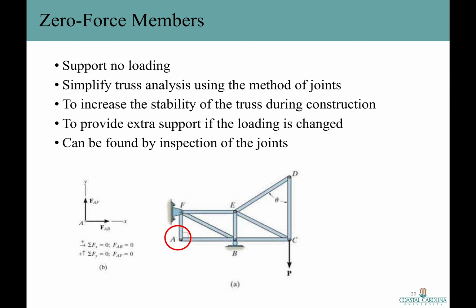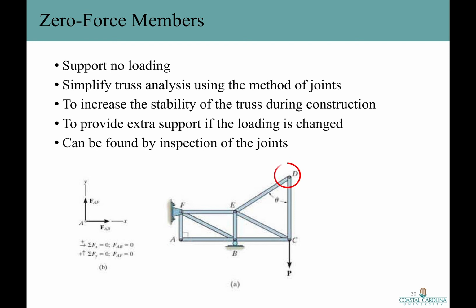But let me ask a question. Can we do such analysis for joints, let's say F or B? Pause this video, think about it, and resume. Okay, we cannot. We cannot do such analysis for joints F or B because there are 5 unknowns at each of these joints. So we can't just simply write down the equilibrium equations and say here that the member is a zero force member. So no, we can't.